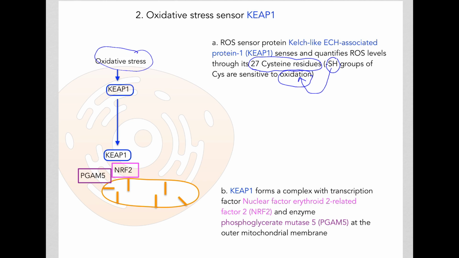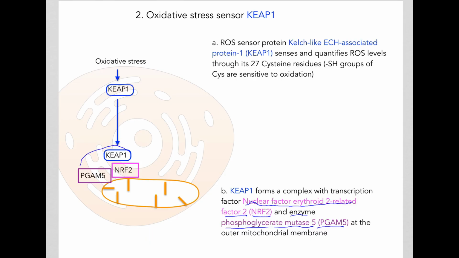and carry out its ROS sensing. Now, KEAP1 forms a complex with the transcription factor called nuclear factor erythroid 2 related factor 2, or NRF2, as well as the enzyme called phosphoglycerate mutase 5, or PGAM5. And this complex is formed close to the mitochondria, probably at the outer mitochondrial membrane.